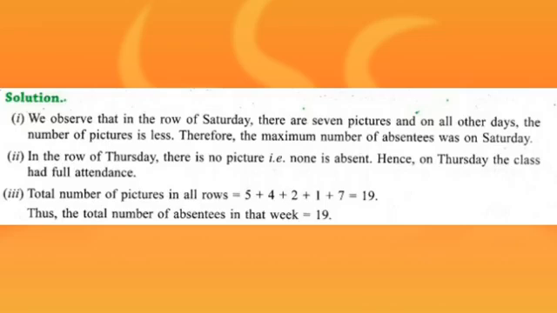Third question, what was the total number of absentees in that week? Look at the pictograph. On Monday, how many absentees are there? 5. Tuesday, 4. 5 plus 4, 9. Wednesday, 2. 9 plus 2, 11. And Thursday, no absentees. Friday, 1. Then 12. Last on Saturday, 7 absentees. Therefore, 12 plus 7, 19. Thus, the total number of absentees in that week is equal to 19.